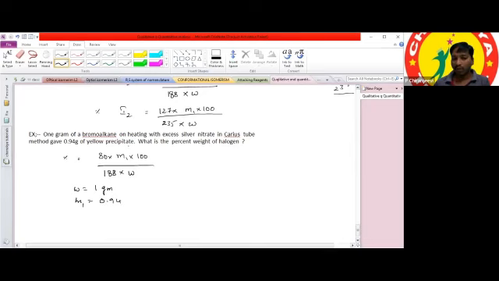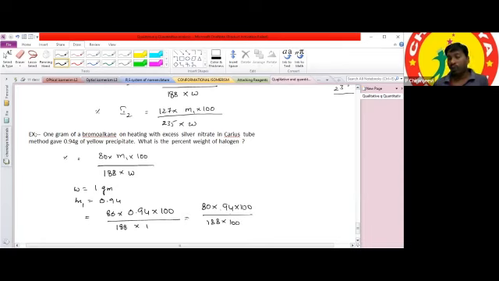Now if you substitute these values and simplify, it is 80 into the M1 value, which is 0.94, into 100 divided by 188 into W, where W we got as 1 gram. To simplify that, we can write it as 80 into 94 into 100 divided by 188 into 100, because 0.94 we can also write as 94 divided by 100. Now this 100 is going to be cancelled.